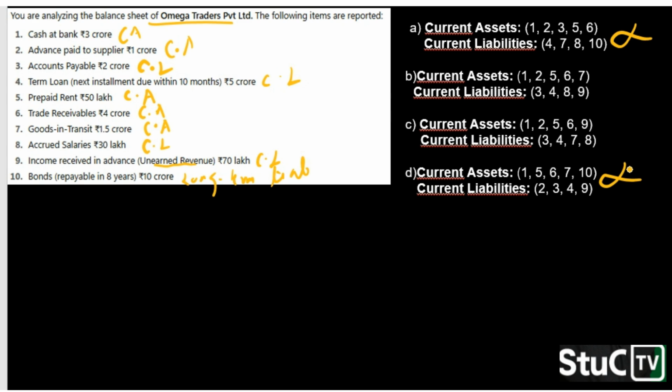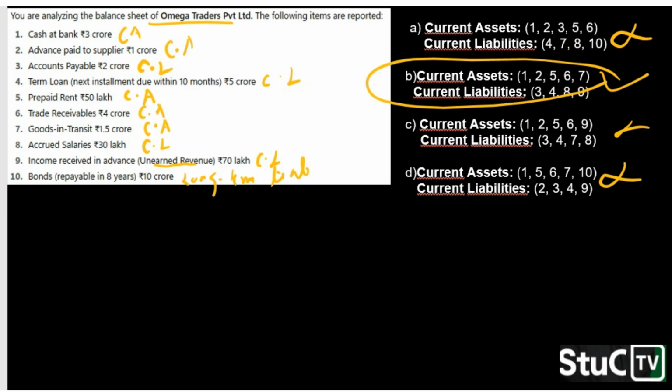Let's see B. 1, 2, 5, 6, 7. Yes, the current assets are matching, correct. Current liabilities 3, 4, 8, and 9. So this is our answer. No need to look any further. In the other option, 1, 2, 5, 6, 9, if you see, income received in advance is not an asset. Unearned revenue is always part of current liability. So option B is your right answer.